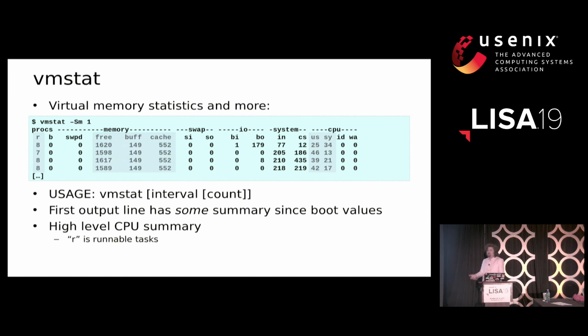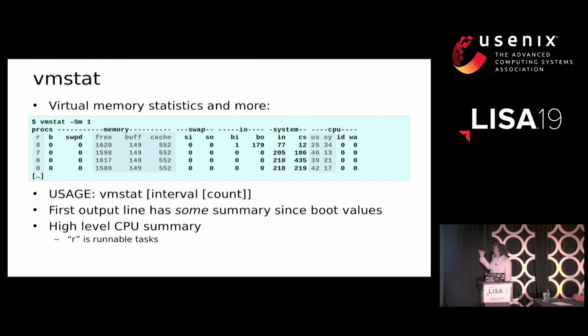vmstat, virtual memory statistics. The columns I tend to look at, which I've highlighted, I'm looking at free memory, how much is in the buffer cache and the page cache, which is effectively free memory as well. I can also look at system-wide CPU utilization. There's a breakdown of user and system. If I have high system time, I should look at what system calls are happening, what I/O is doing.